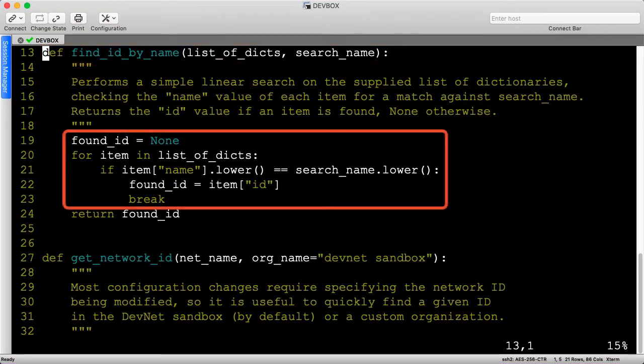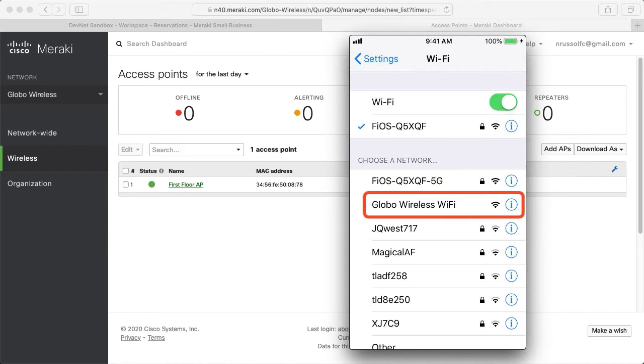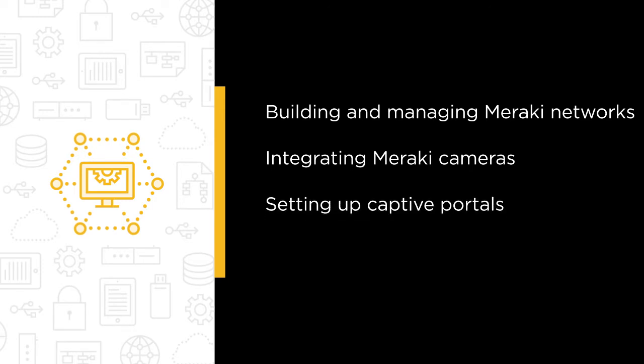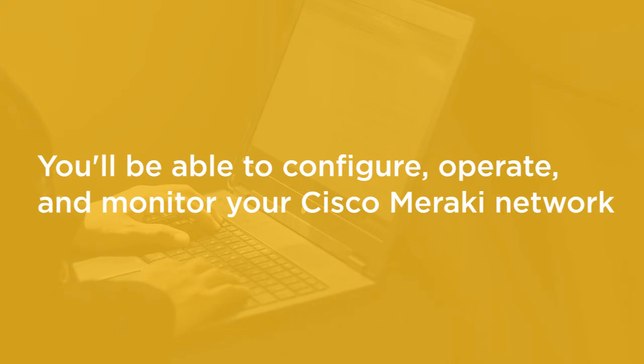With the fundamentals of software development and network programmability behind you, we can dig deeper into specific Cisco solutions by exploring their APIs. This course covers 4 main topic areas: building and managing Meraki device networks, integrating Meraki cameras and viewing their video footage, setting up captive portals for guest wireless clients, and exploring Meraki webhooks for location data and system alerts. After completing this course, you'll be able to programmatically configure, operate, and monitor your Cisco Meraki network.